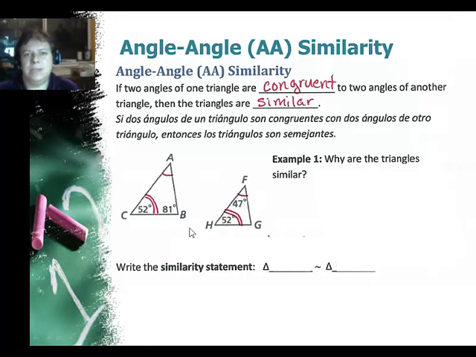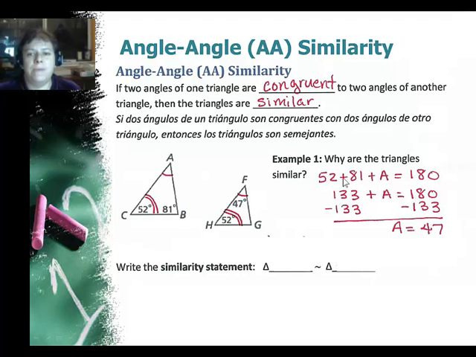Let's take a look in this example where we're actually going to show that these two triangles are similar. I'm going to find angle A. So I said 52 plus 81 has to add up to 180, and I solve for angle A. Well, okay, 52 plus 81 is 133. And I subtract 133 from both sides, so I get A equals 47. If A is 47, that matches with F.